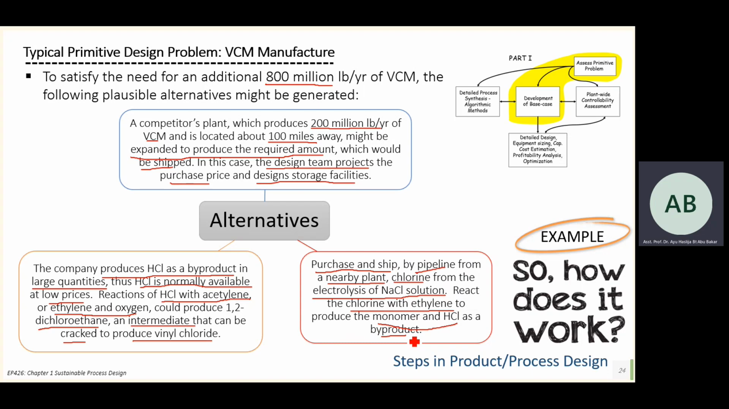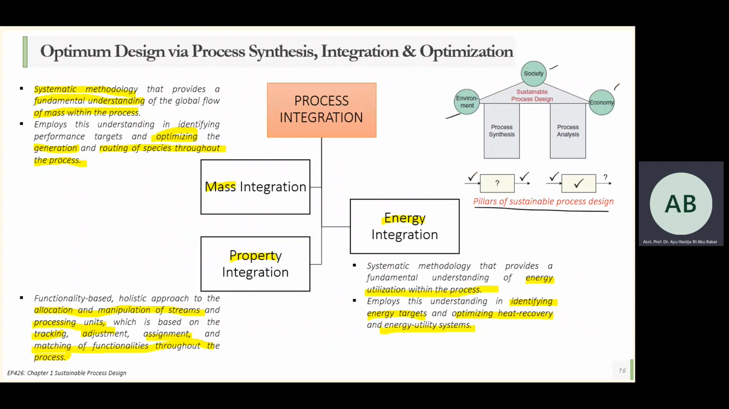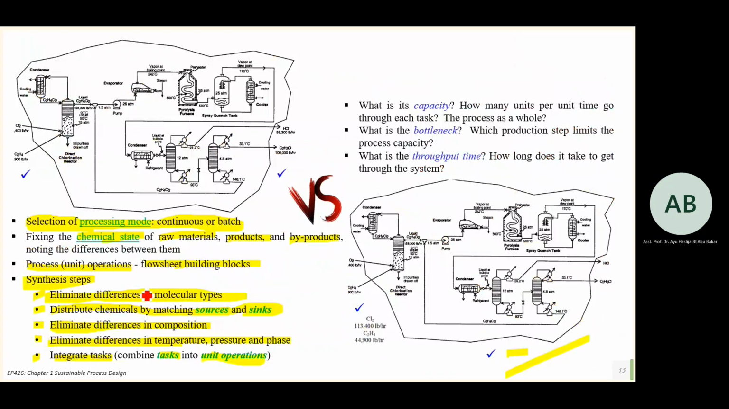Okay, you might be confused a bit. I'll share back to you the plan. If you still remember, this is the process. The VCM, vinyl chloride. The raw material is Cl2 and ethylene, C2H4. Okay, this is what it meant just now. HCl is the byproduct.